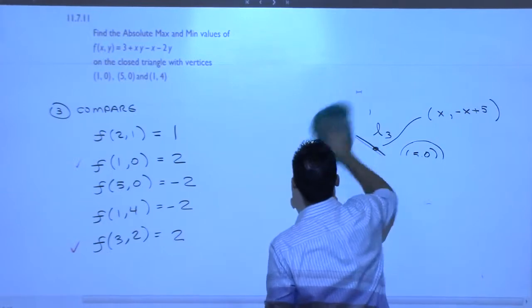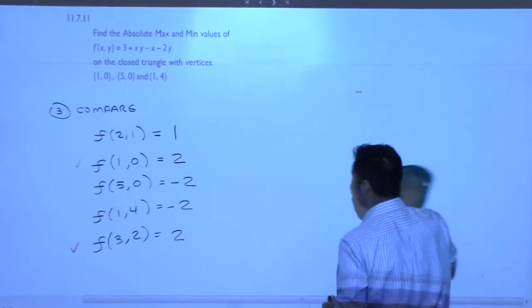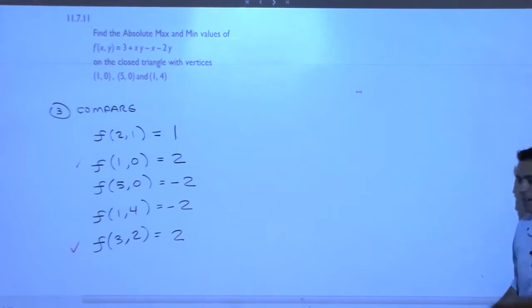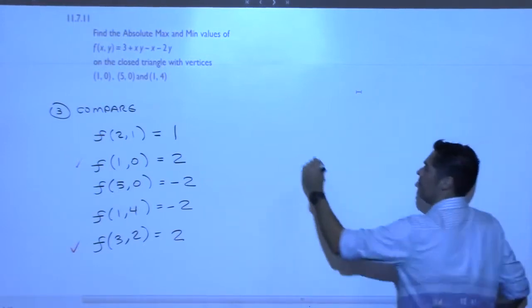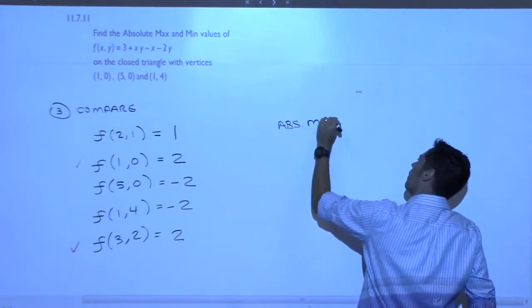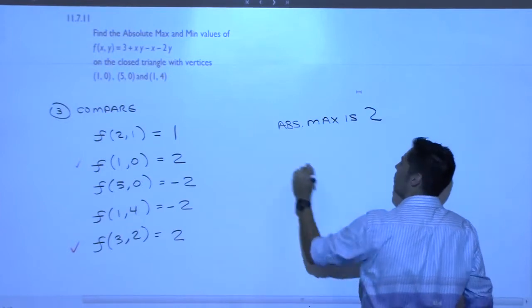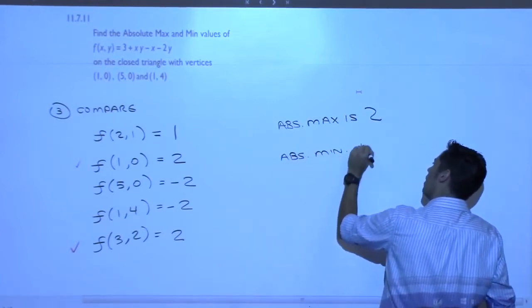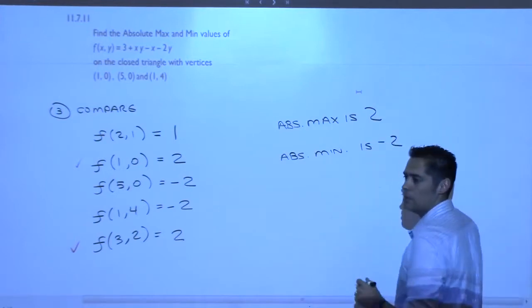So there are different ways we can write down this conclusion, right? We can just simply state it, or write down all the points. I'm going to show you both ways. The absolute maximum is 2, all right? The absolute minimum is negative 2.